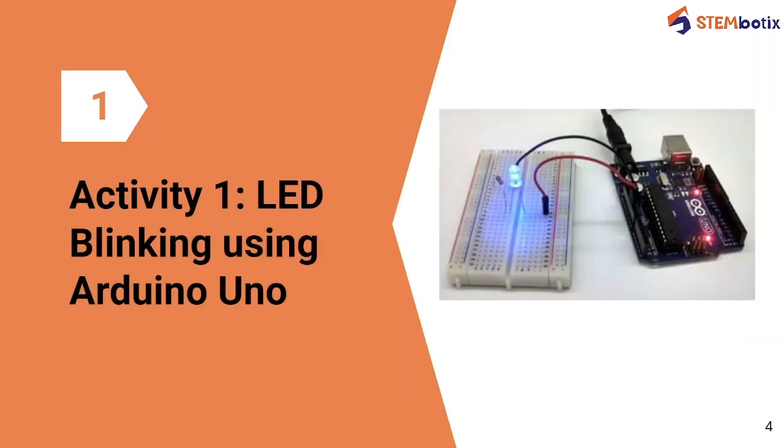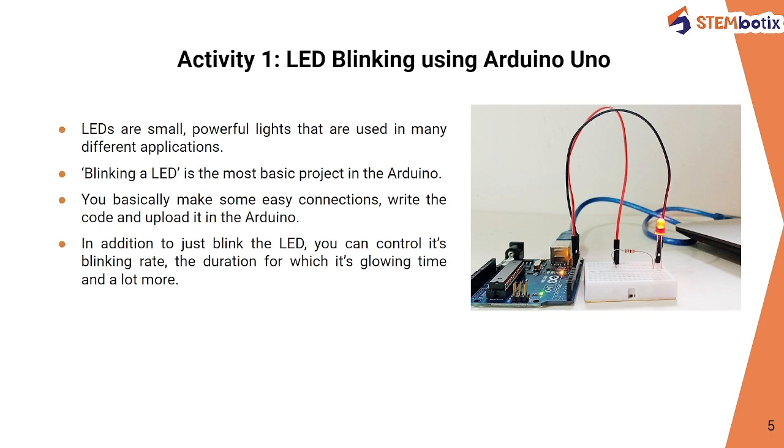So let us start our first part with our very first activity, LED blinking using Arduino Uno. Here we are going to use an Arduino Uno to turn an LED on and off. Also we are going to make the LED blink. First, the LED. LEDs are small powerful lights that are used in many different applications. For example, we have seen that kind of LED lights in decorative series lights. Blinking an LED is the most basic project when you are dealing with Arduino and that kind of microcontrollers. This is the very basic project which we are going to build today in Blockzie.